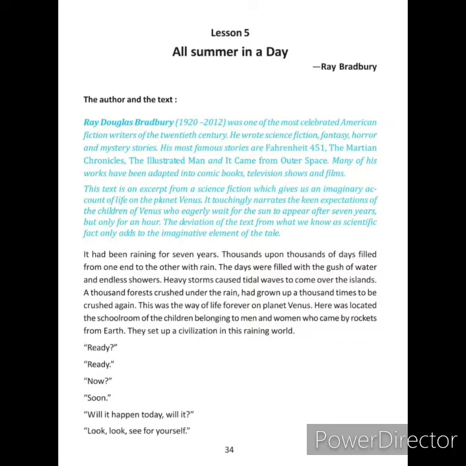Here was located the schoolroom of the children belonging to men and women who came by rockets from Earth. They set up a civilization in this raining world. "Ready?" "Ready." "Now?" "Soon." "Will it happen today? Will it? Look, look, see for yourself."